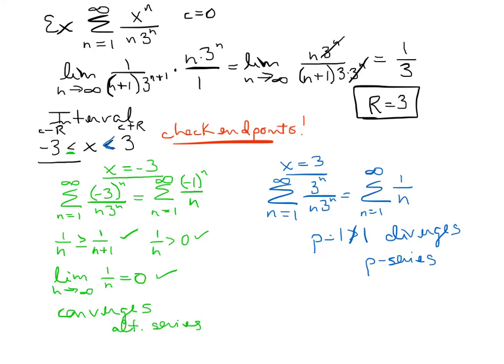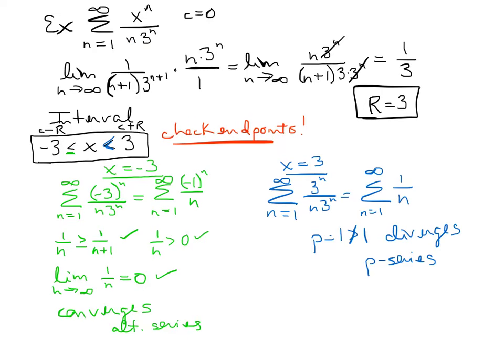So my interval then goes from negative 3 to 3. So meaning if I plugged in any x in between negative 3 and 3, but not including 3, into that x, and I added everything up there, it would converge.